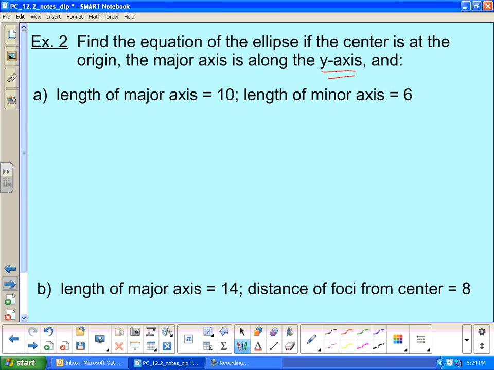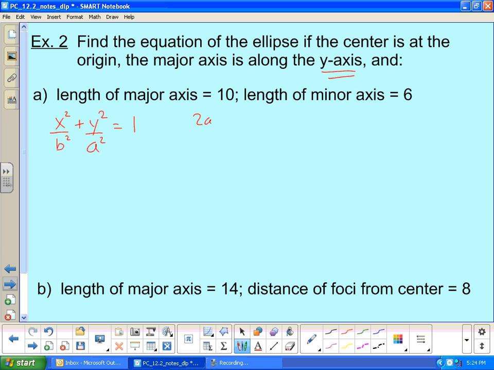So I know that in my equation, x squared over something, y squared over something equals 1. Now, if it tells me that my major axis is along the y-axis, I know that my a squared has to show up underneath y squared. So I'm going to have this set up for my equation.